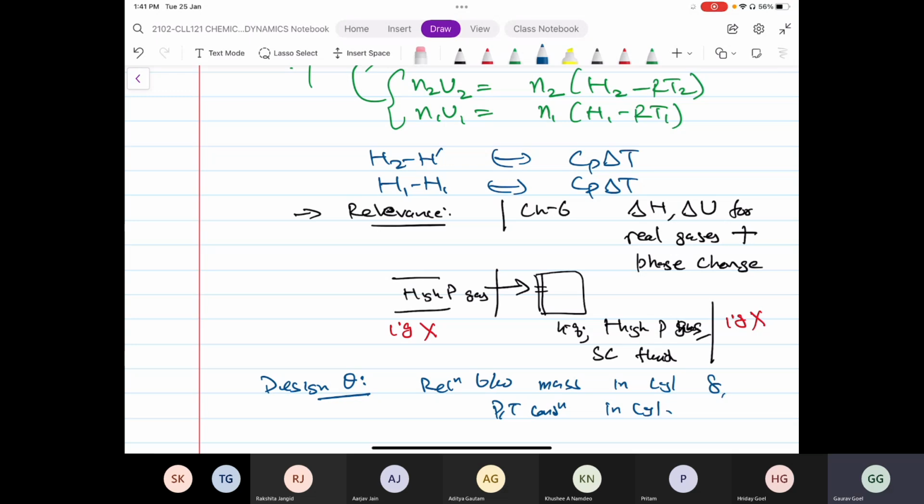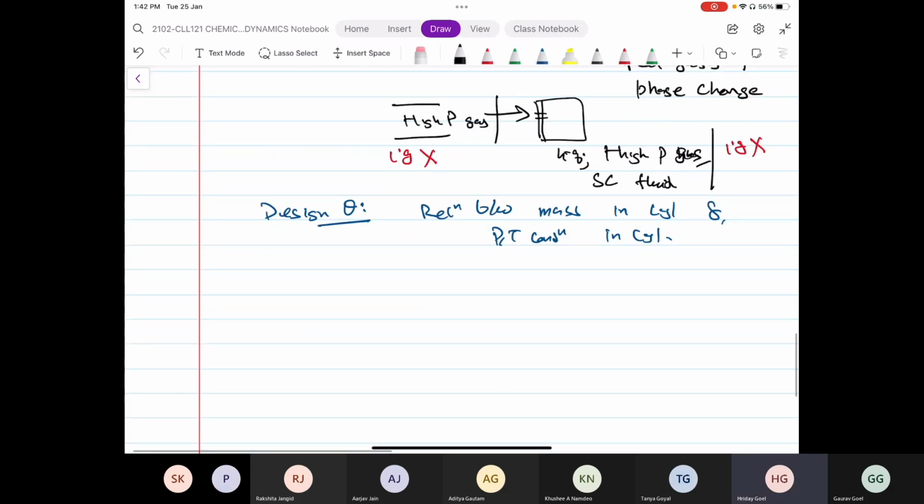So if you can measure just one variable, let's say pressure in the cylinder, can you tell how much mass has been put inside the cylinder? So let's say that is my design question. And the answer is yes, you will be able to find out, given a pressure, what is the mass of gas you have put inside the cylinder. Okay, so we will attempt this in chapter 6. Any query on this problem?